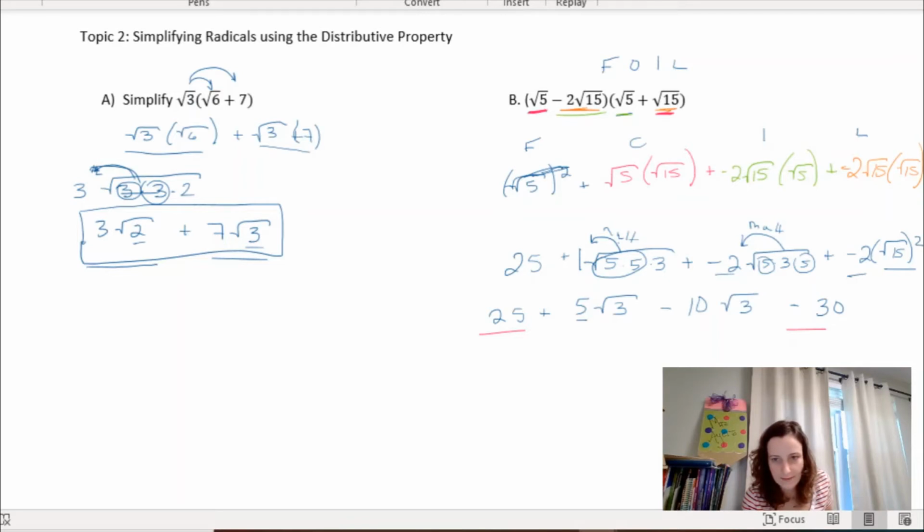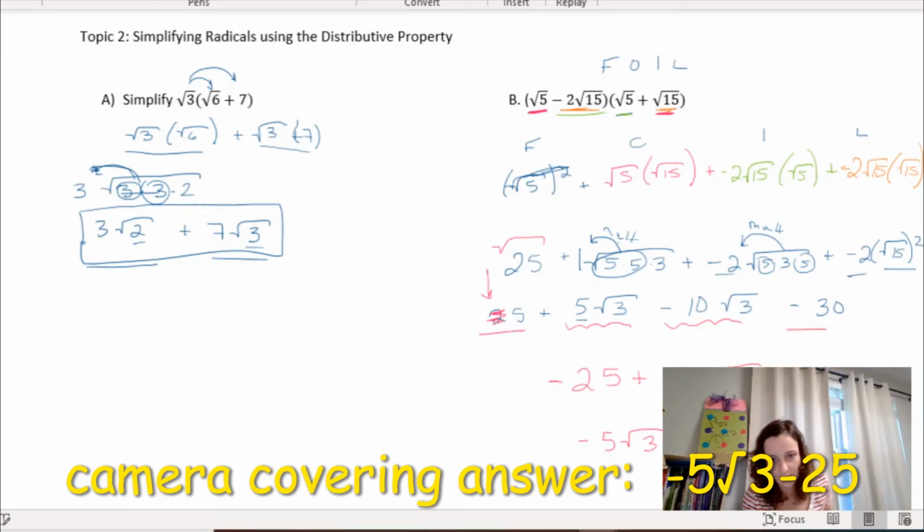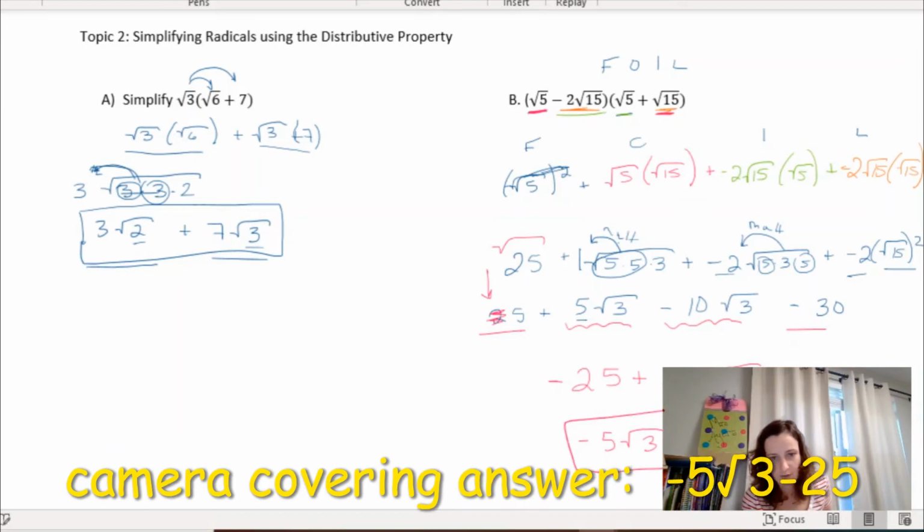Okay, so I have the square root of, oh, I'm sorry, here, this was the square root of 25, which is going to give us just 5. I'm sorry. Here we go. So correct that. And so 5 minus 30 is going to be negative 25, plus my like terms here, 5 square roots of 3 minus 10 square roots of 3 would be a negative 5 square root of 3. So your final answer, and you could write it even simply, typically you would put the square roots first. Negative 5 square roots of 3 minus 25 would be proper math grammar as your final answer. Okay?